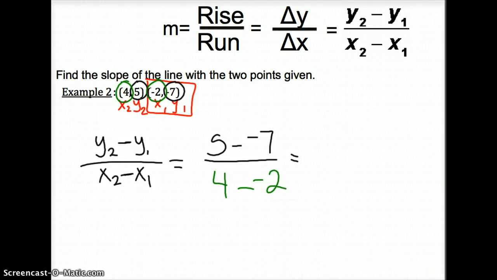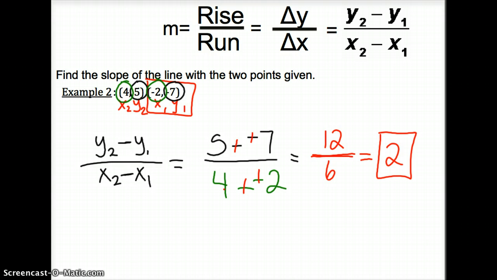So it looks like on top, we're going to get 5 minus negative 7. Well, remember your trick from middle school, keep, change, change. You're going to get 12 on top because 5 minus negative 7 is the same as 5 plus 7, which is 12. On bottom, once again, keep the 4, change subtraction to addition, change the negative. And we get 6 on bottom. 4 plus 2 is 6. Well, that simplifies nicely because 12 divided by 6 is just 2. So my slope for example number 2 is 2.